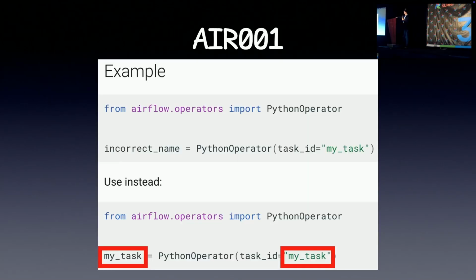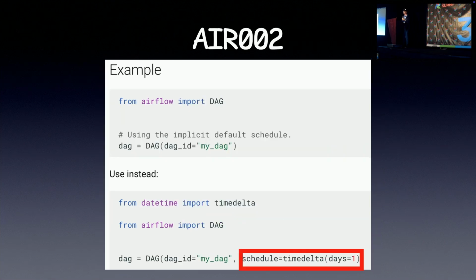So in this example, we have an incorrect name and set the task ID as my task. Ruff will tell you, just don't do it. You should set a variable name the same as your task ID. And AIR 002 will tell you you should add an explicit schedule argument in DAG.